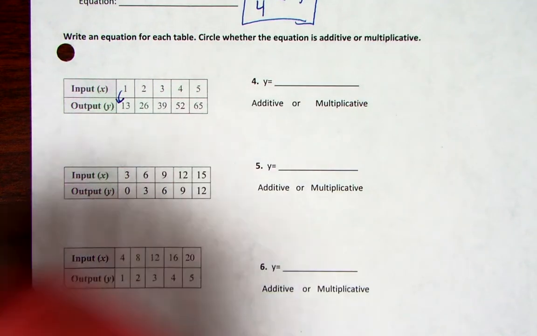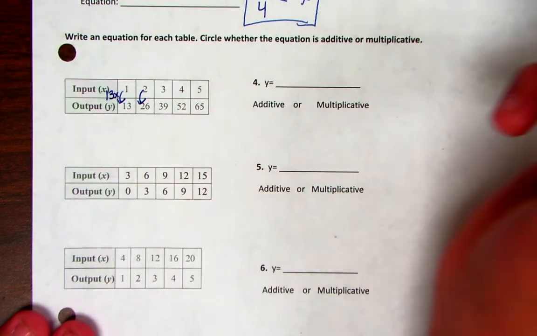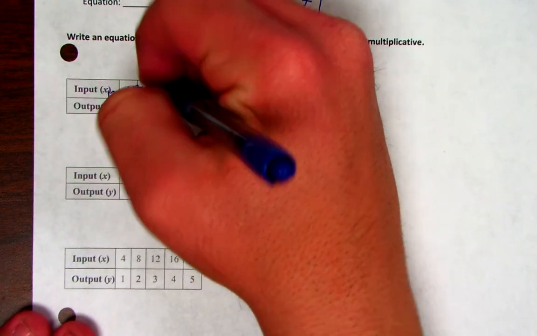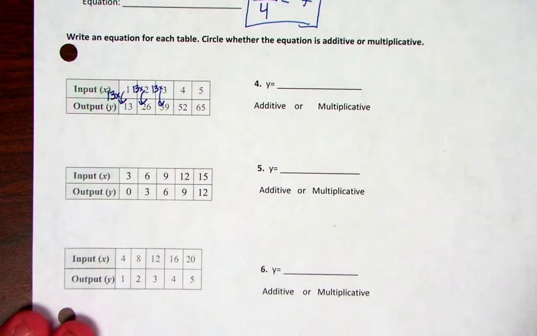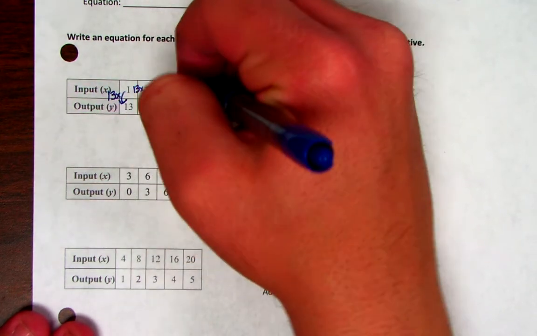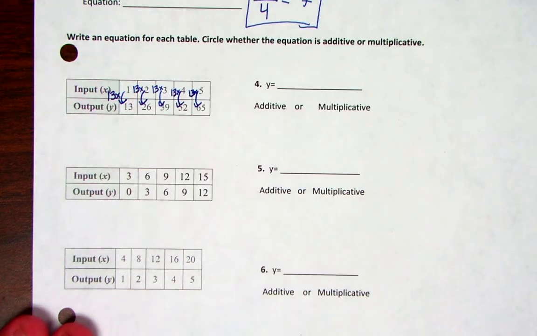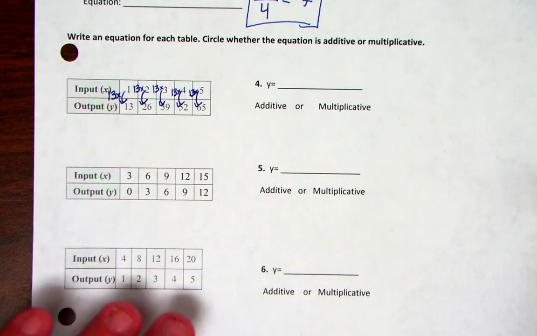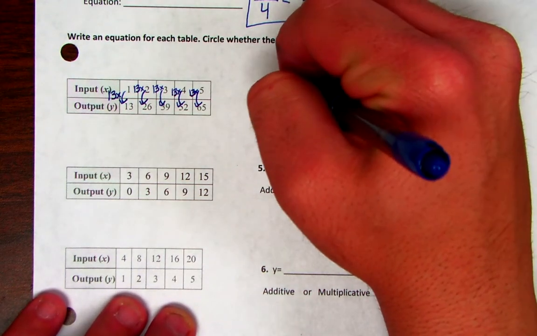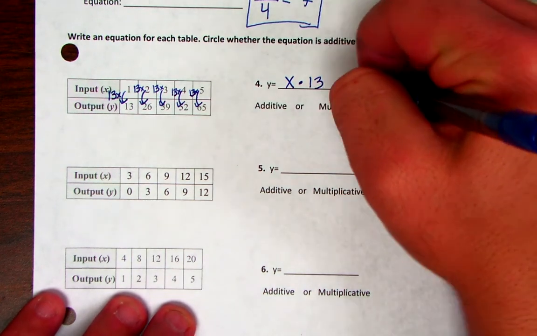Well, can't you multiply by 13? To get from 2 to 26, can't you multiply by 13? To get from 3 to 39, don't you multiply by 13? To get from 4 to 52, can't you multiply by 13? And to get from 5 to 65, can't you multiply by 13? Oh, well, yes, you can. So what you're doing is you're taking your x value and you are multiplying it by 13. That's your equation. Or you can rewrite it as this.